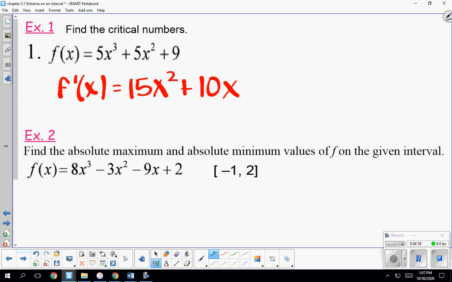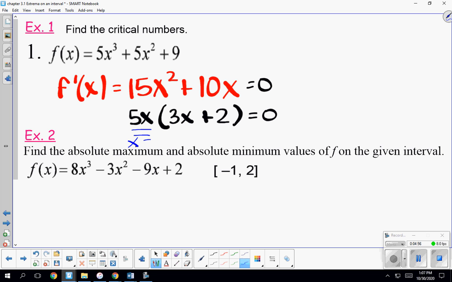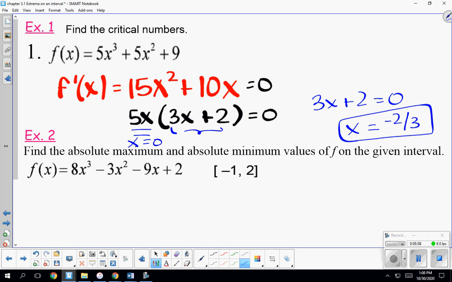So in this case, this is not a fraction, meaning it exists everywhere, but I can find when it equals 0. And so here, if I factor out a 5x, I'm left with 3x plus 2. And any value that makes this true is a critical number. So here, I'll have a critical value of x equals 0. And if I set this guy equal to 0 and solve, I'll get a critical number of negative 2/3. So I have 2 critical points on my graph. That means something interesting happens at those 2 points.